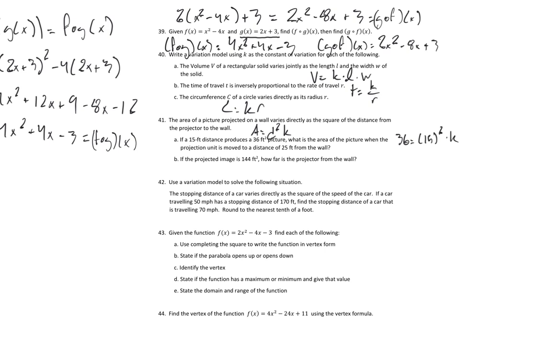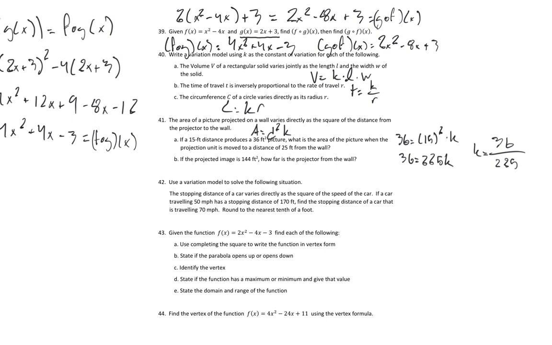Well, we can use our calculator to solve that. So we get 36 equals 225k. Then we can just say k equals 36 over 225. Well, that tells us what k is. So what's the area when the projection unit is 25 feet from the wall?